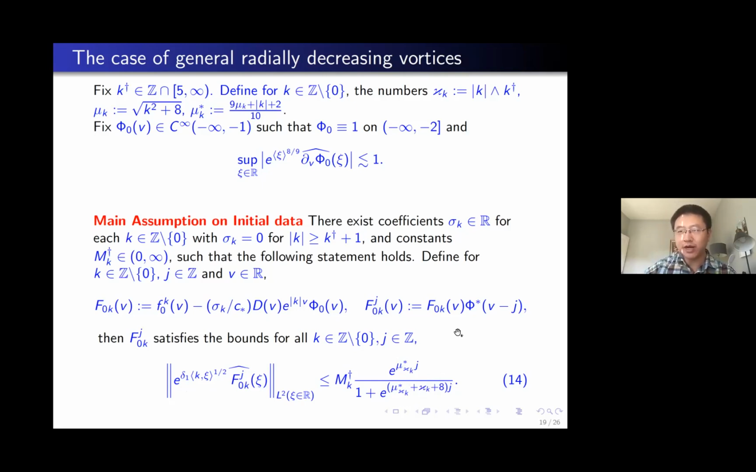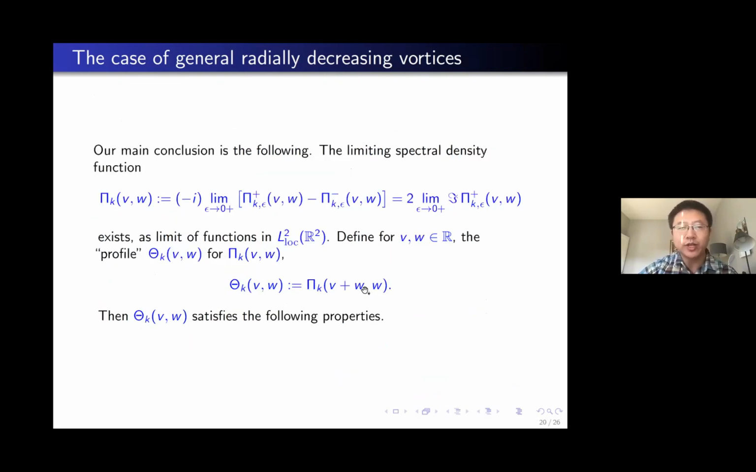So it has relatively fast decay at infinity, and the natural decay as V goes to minus infinity. Okay, so with this condition, what can we prove? My objective is to control the spectral density function, which is defined as the imaginary part of these objects. We can show that the limit exists as epsilon goes to 0, so this function is well defined.